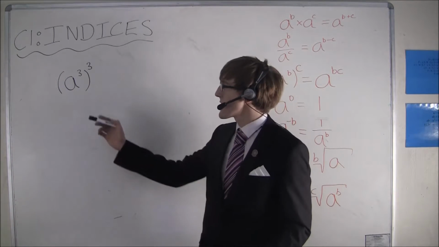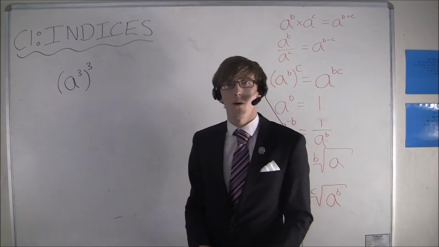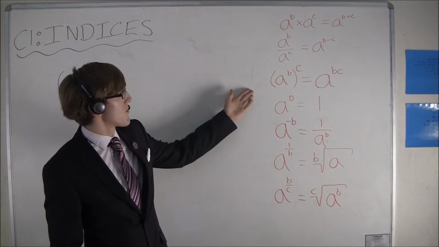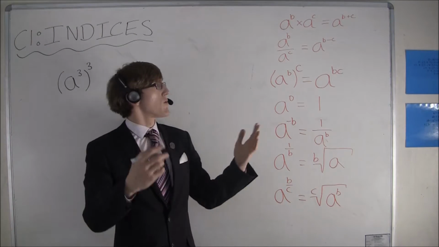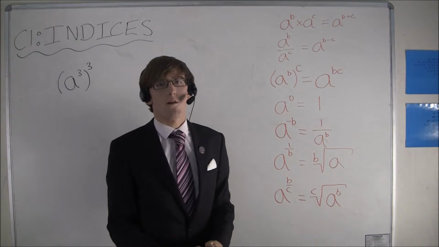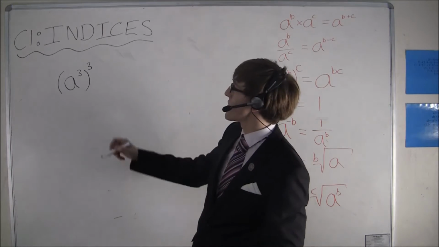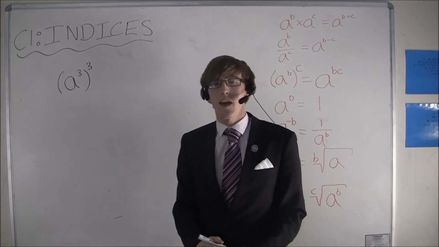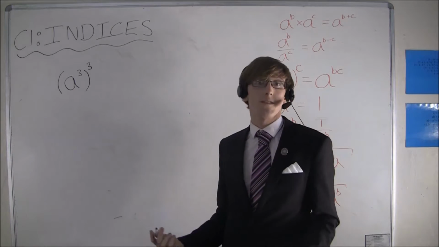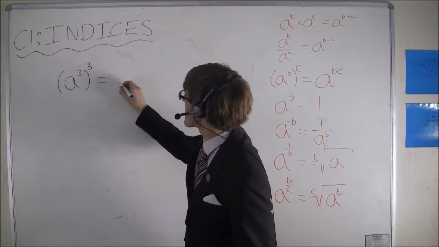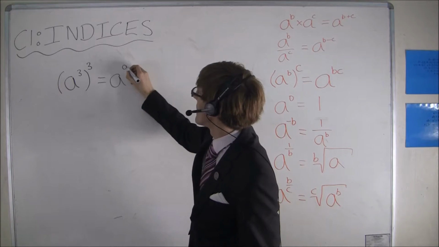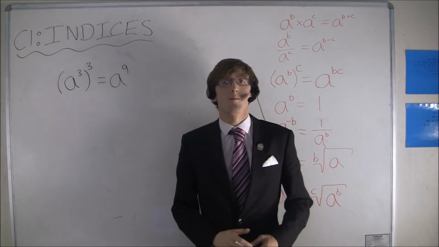Now, as we can see, we have a power raised to another power, so we're going to use our third rule, that is to say a to the power of b all to the power of c equals a to the power of bc. So all we have to do is multiply these two indices together. In this case, 3 times 3 is equal to 9, so this is simply equal to a to the power of 9, and that will be our answer.